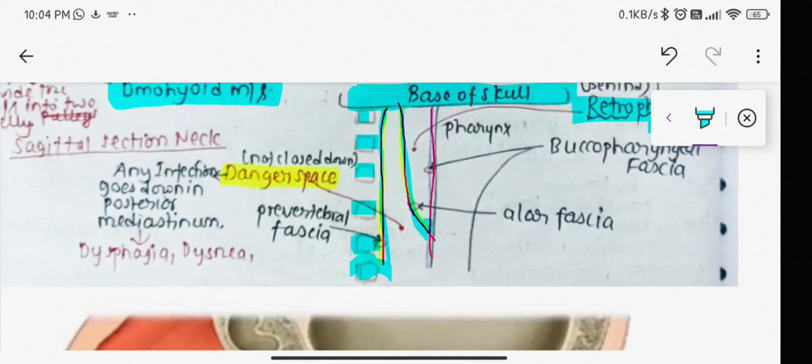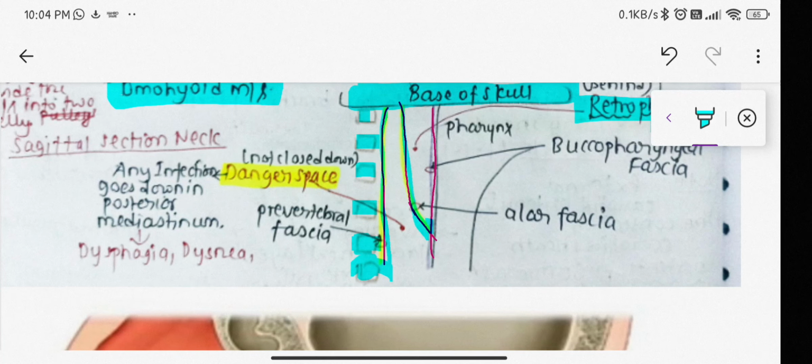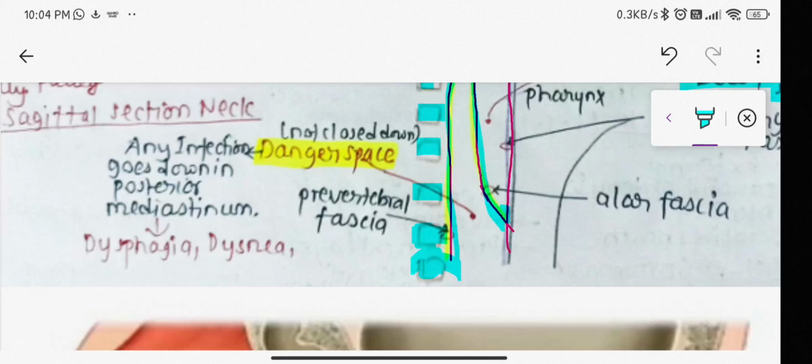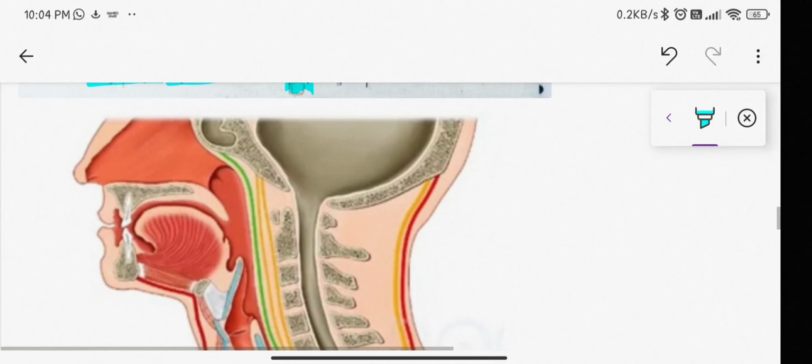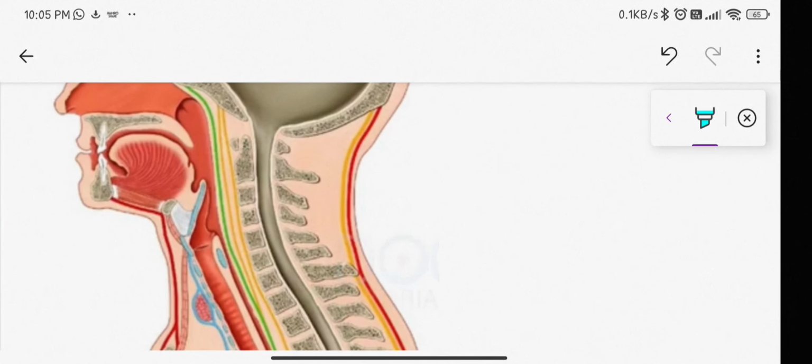Due to the infection, the patient will present with dysphagia, a problem in swallowing food. There will be dyspnea, and there will also be shifting of the trachea, depending on the category of infection, either away from the midline or toward the midline. We have to understand this. Here we can appreciate that one MCQ has been asked in a past question.